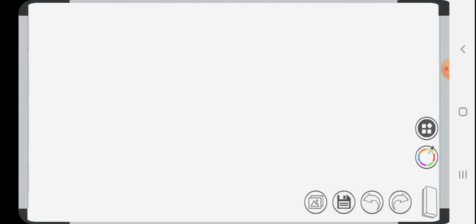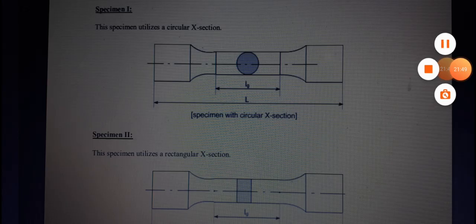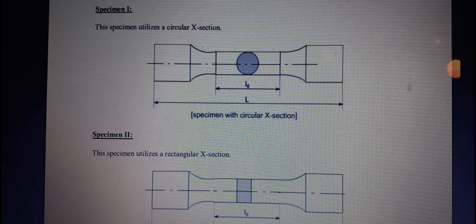There will be standard specimens used for tension tests. I will show you. These are the two standard types of specimens used in the universal tension test. The first one is with circular cross section. The second one is with rectangular cross section. Please note it down. These are two types of specimens.